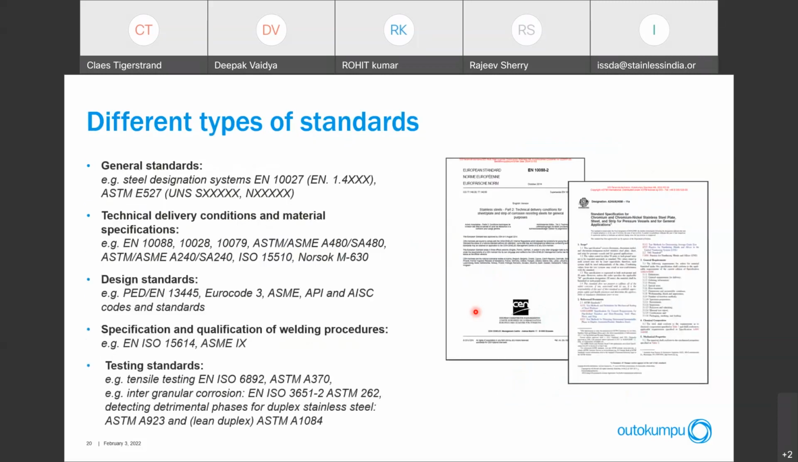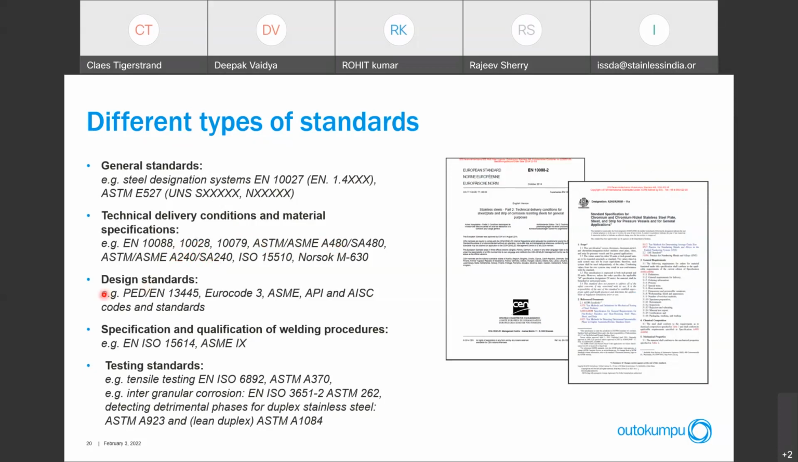There are a lot of different types of standards. First you have general standards, covering the steel designation system, what type of grade number you will get on the different types of grade. You have the material specification, perhaps the most important one. We have the European standard like EN 10088, or the American counterparts, ASTM and ASME A480, or A240, where you have all the specification of chemical composition and mechanical properties and so on.